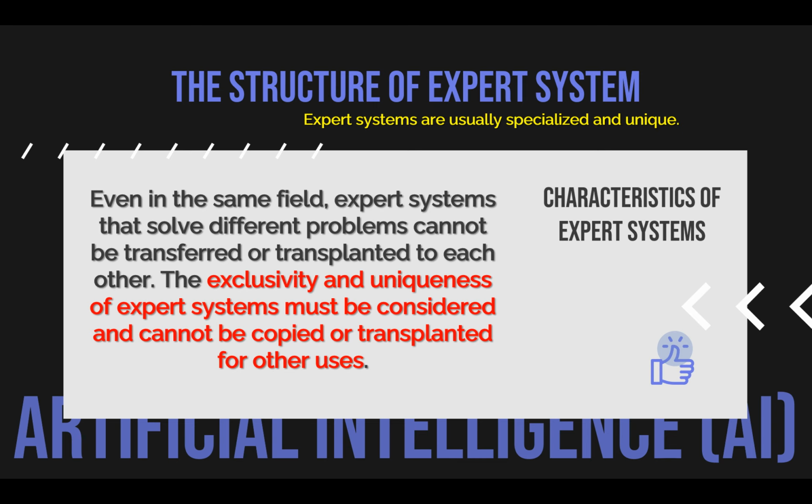And the structure of expert system. Expert systems are usually specialized and unique. Even in the same field, expert systems that solve different problems cannot be transferred or transplanted to each other. The exclusivity and uniqueness of expert system must be considered and cannot be copied or transplanted for other uses. And that's the characteristics of expert systems.